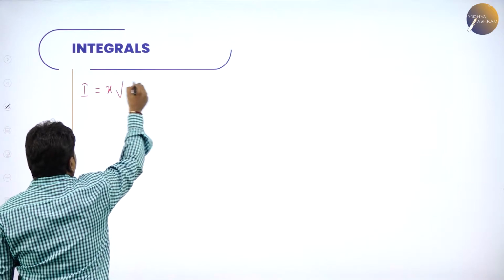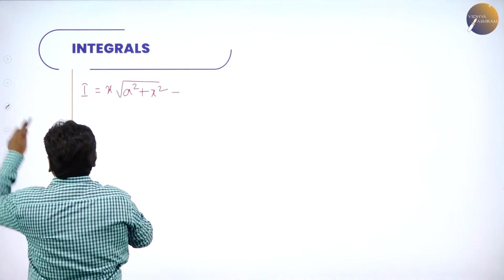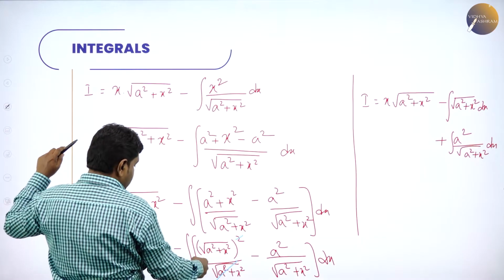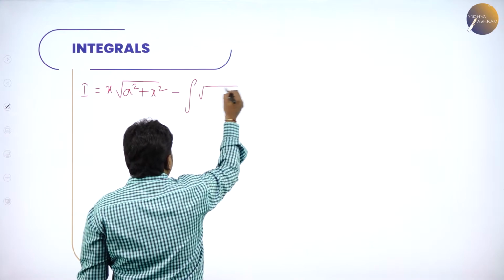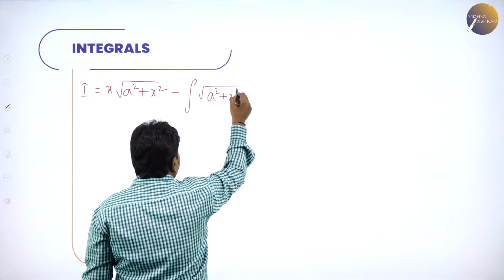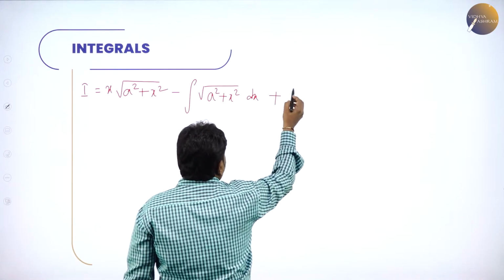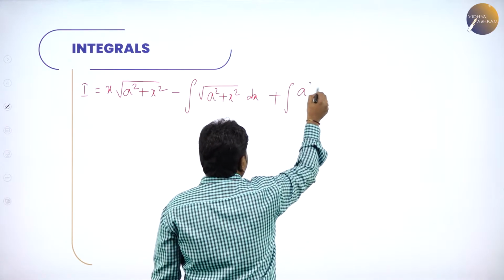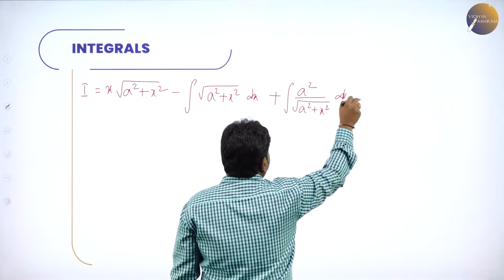into root of a square plus x square minus this whole term, that is integral of root of a square plus x square dx. I'll take inside, minus into, already we had one minus, becomes plus integral of a square by root of a square plus x square dx.